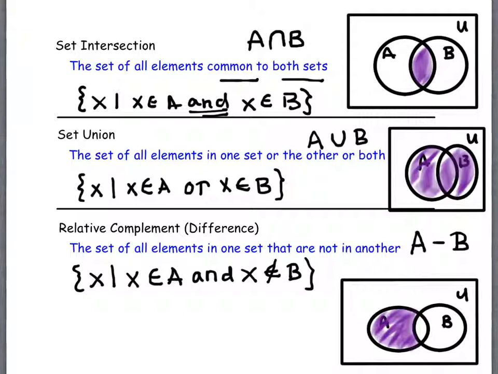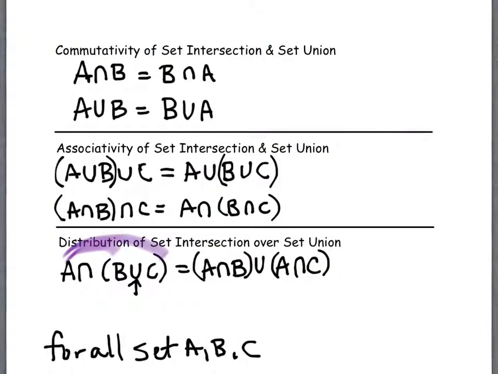And then we did the relative complement or difference on the bottom, which is to take everything inside of one set and then omit a portion of it that's contained in another set already. So we had looked at those last time. We did some examples. We also talked about the fact that unions and intersections are commutative, meaning you can do it in either order. We did some associativity and distribution properties as well.